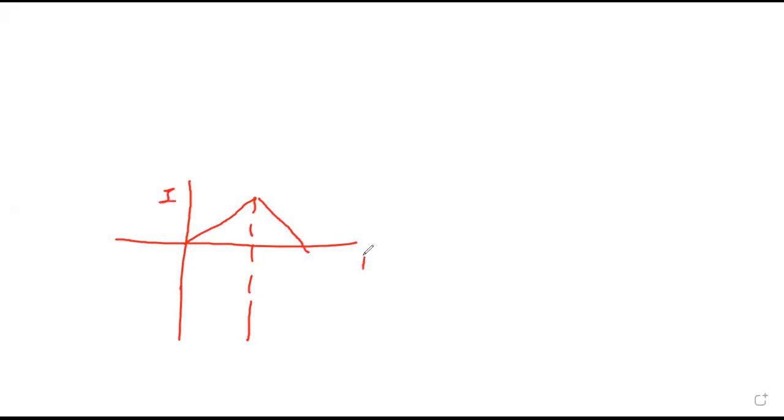EMF current I in an inductance coil varies with time as shown in the figure. So this is current increasing, becoming maximum, again decreasing, I and T. What will be the nature of EMF induced? Which graph will represent this? From point O to point A, current is increasing or decreasing?